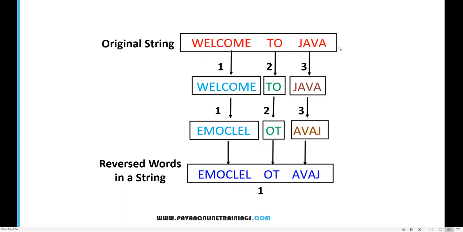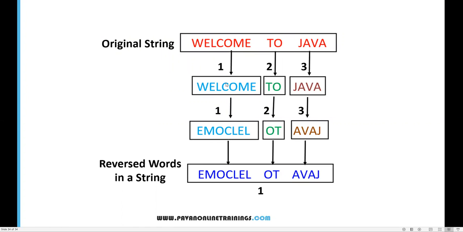First thing is we will take one original string. Let's say "welcome to Java" is a string which contains three different words. As a first step, we need to split them into multiple parts. Each word we have to split and store in a string array variable, and inside the string array variable we have to store three different words which are split from the single string.